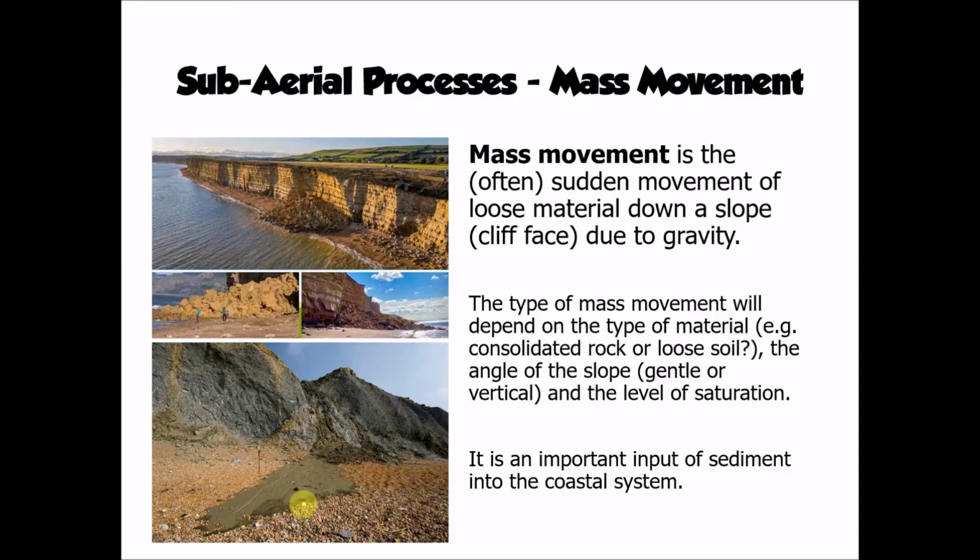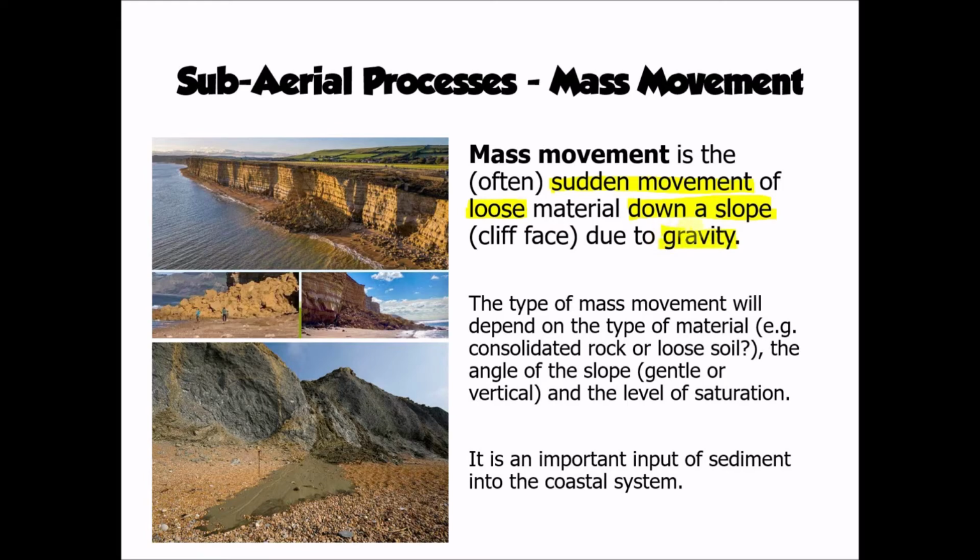So it's worth being aware that mass movement is this collective term that we have, and we can define it as being the often sudden movement of material. I've put often in brackets because more often than not it is a sudden movement, but it can happen quite slowly, as we'll see in a minute. So it's this sudden movement of loose material. It's been loosened by weathering, and then mass movement is going to cause that loose material to move. It's moving down a slope, in this case down a cliff face, really, that's what we're talking about. Okay, so the sudden movement of loose material down a slope or a cliff face, and crucially because of gravity.